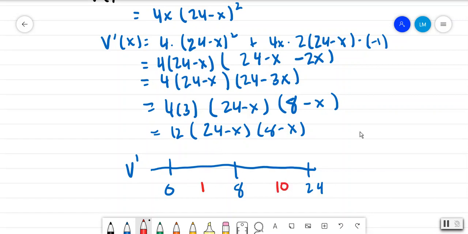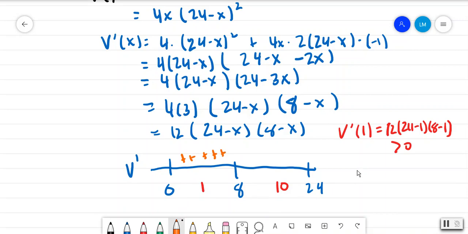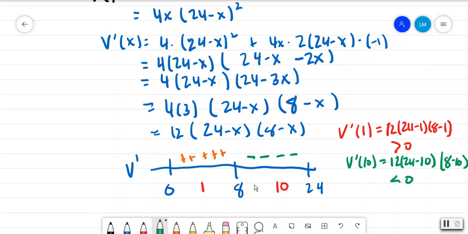So you plug in 1 into here, so v prime of 1 is equal to 12 times 24 minus 1 times 8 minus 1. That's basically positive, so we know that's going to be positive. And then if we plug in 10, you have that v prime of 10 is equal to 12 times 24 minus 10 multiplied by 8 minus 10. But that's less than 0, so that's going to be negative.